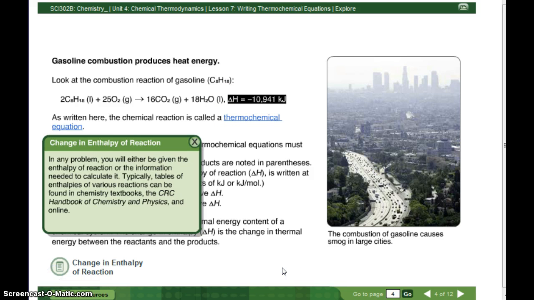Change in enthalpy of a reaction. In any problem, you will either be given the enthalpy of the reaction or the information needed to calculate it. Typically, tables of enthalpies of various reactions can be found in chemistry textbooks, online, the CRC Handbook of Chemistry and Physics, as well as Googling.